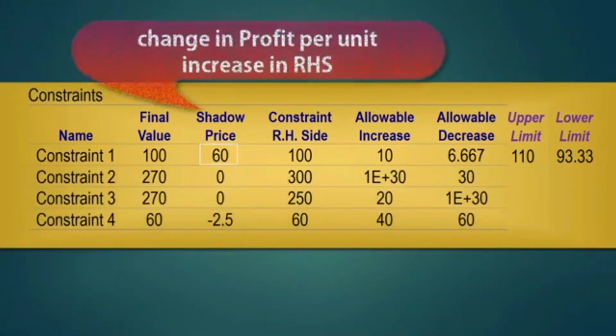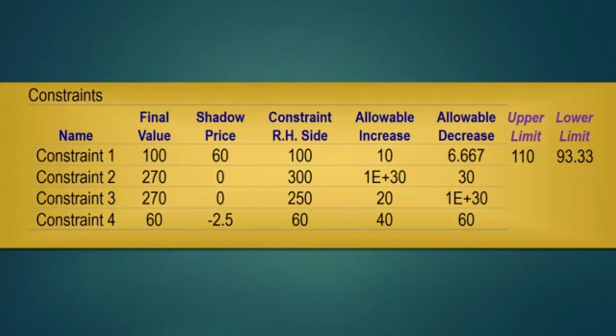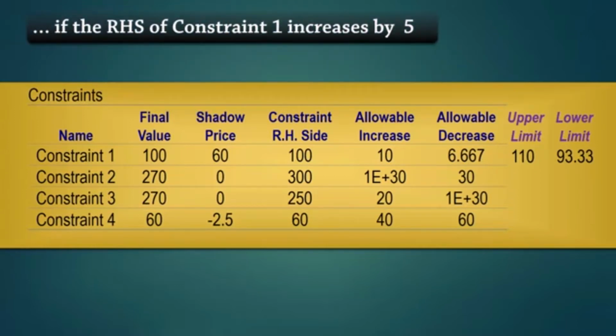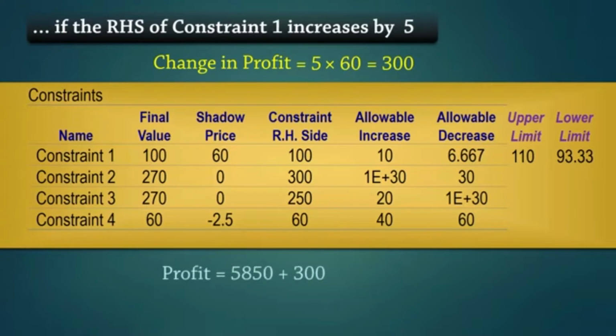Shadow price here refers to the amount of change in the optimal objective function value per unit increase in the right-hand side of a constraint. So what will happen to optimal profit if the right-hand side of constraint 1 increases by 5? Notice here that the allowable increase for constraint 1 is 10, so an increase of 5 is allowable. Therefore, the optimal profit will change by 5, the amount of change, times 60, the shadow price, to give 300. Since this is positive, profit will increase by 300 from 58.50 to become 61.50.